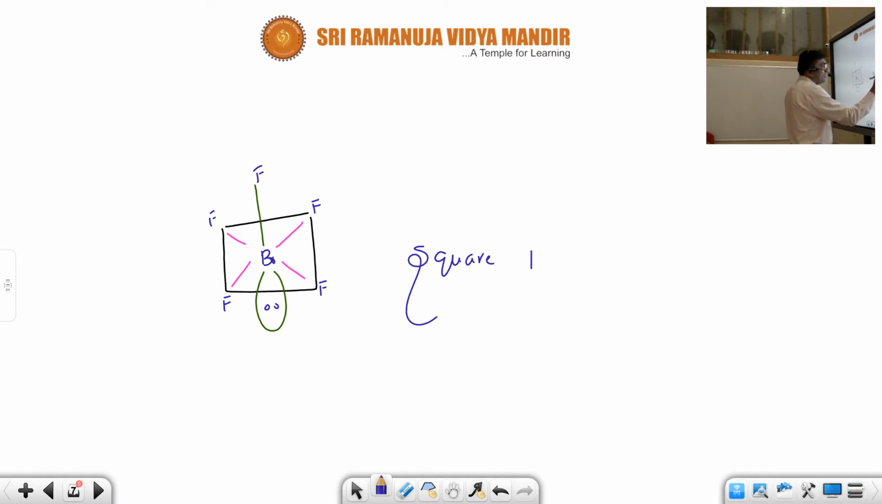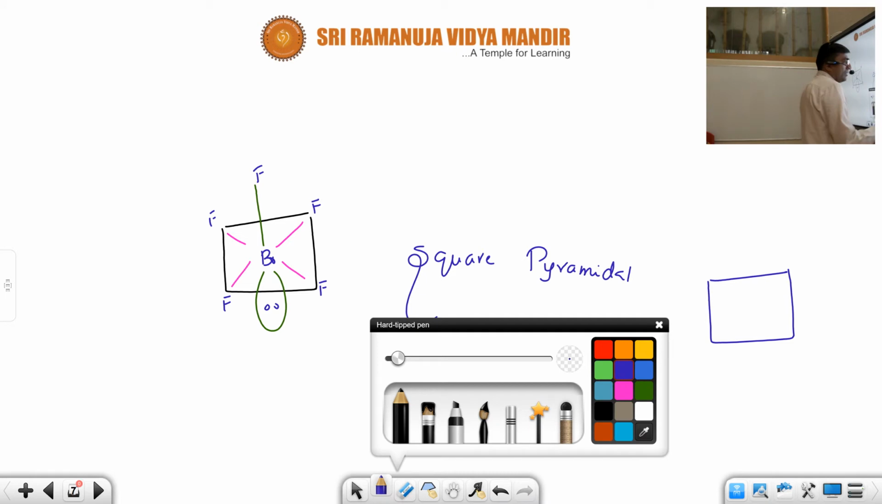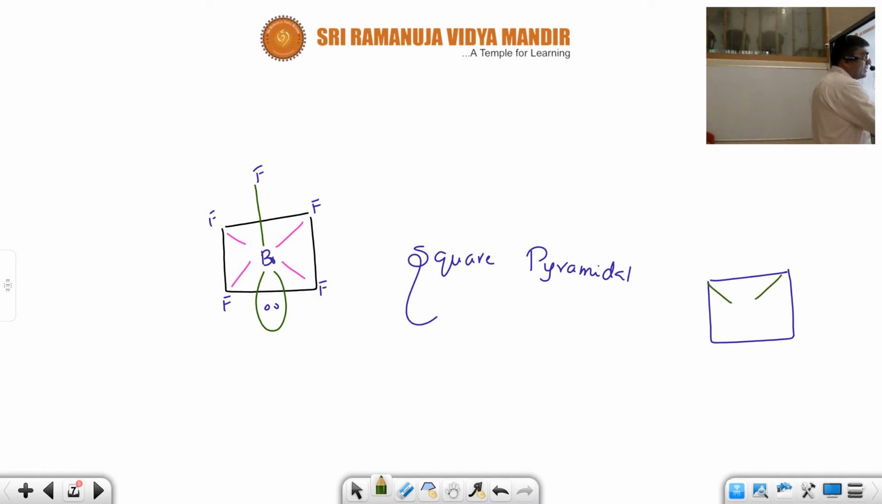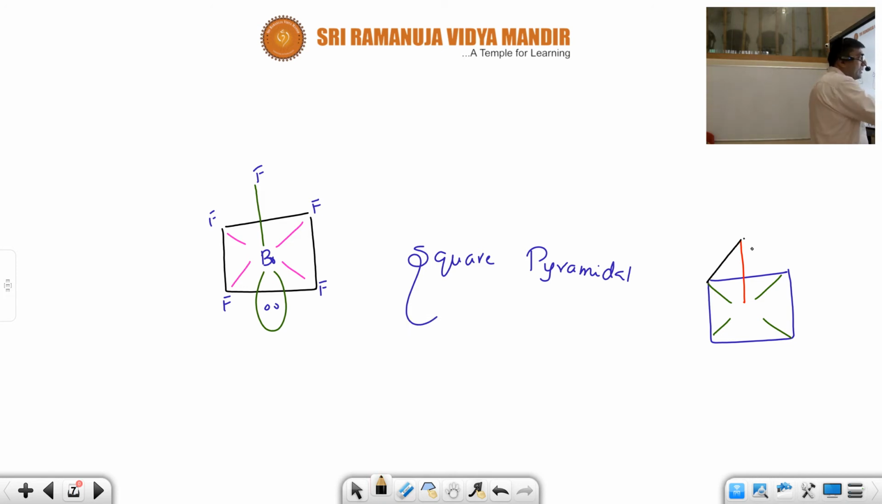What structure? Square pyramidal structure. So try to understand, students. How it can be a square pyramidal, I am going to explain further. You can have a look here. There is a pyramid. Have a look at how it will be a pyramid. Now you can see very clearly, there is a pyramid. This is called square pyramidal structure.